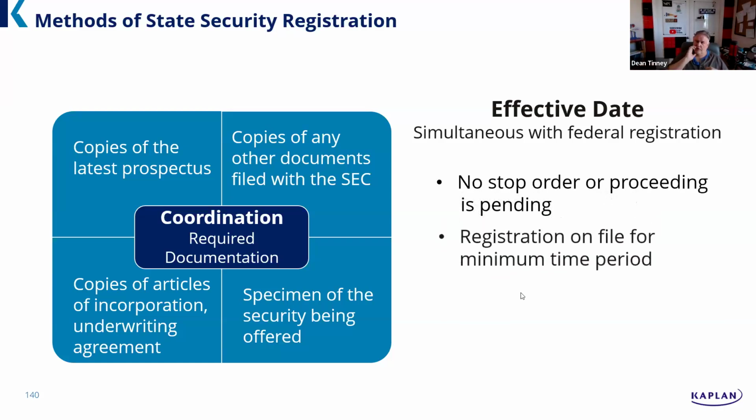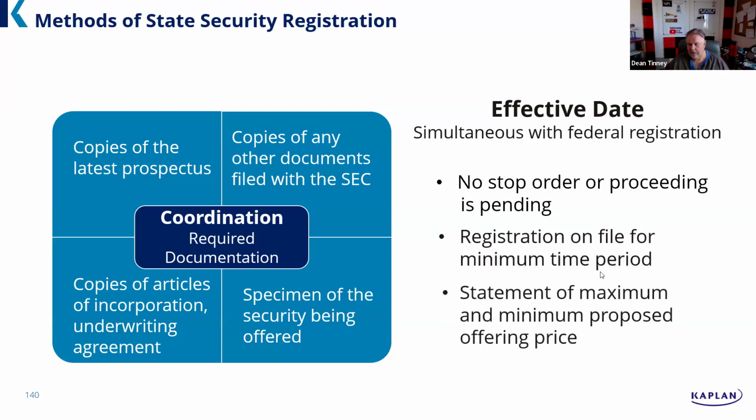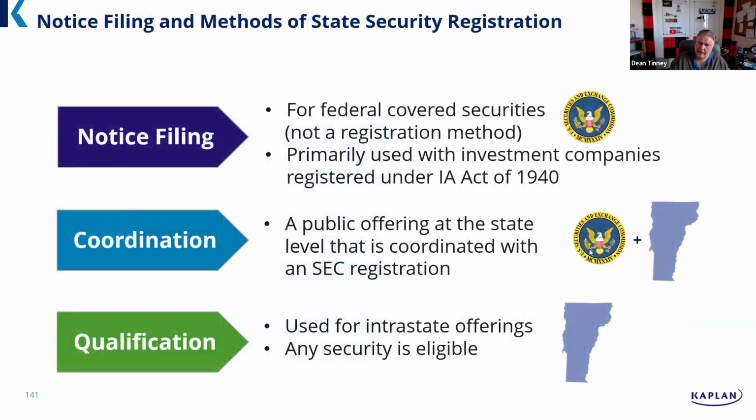So, effective date: no stop order proceeding, and the registration has been on file for a minimum time period. Now, as we said, we can't use coordination if we're not going through that registration with the SEC. And so the only thing left for us to use would be qualification. There's my Del Taco, right? It's used for intrastate offerings.